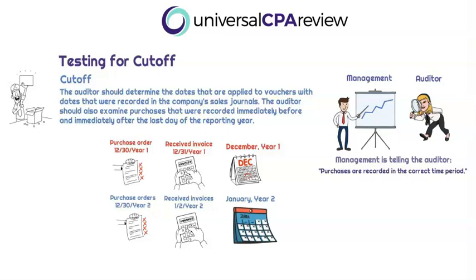Alrighty, so the auditor should also examine purchases that were recorded immediately before and immediately after the last date of the reporting year. So you might understand at this point what it is the auditor will be doing conceptually when performing cutoff tests, but what's even more important for you to understand is the documentation that they would be looking at. That's the difference between getting this question right and maybe getting this question wrong. So we really want to focus on what it is we're looking at when performing these cutoff procedures. We're talking about expenditures or purchases that are made, and we're focused specifically on the dates.